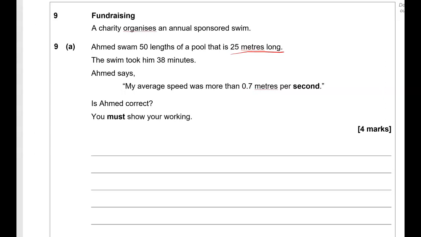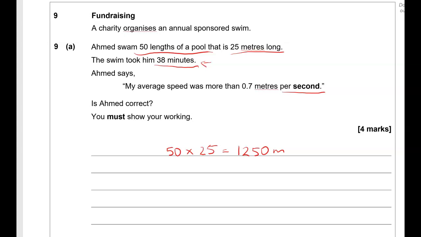So he swam 50 lengths of the pool, and that is 25 meters each. So times 25 gives us 1,250 meters, and it took him 38 minutes. Whereas he's saying my average speed was more than 0.7 meters per second. So we need to convert this into seconds first.